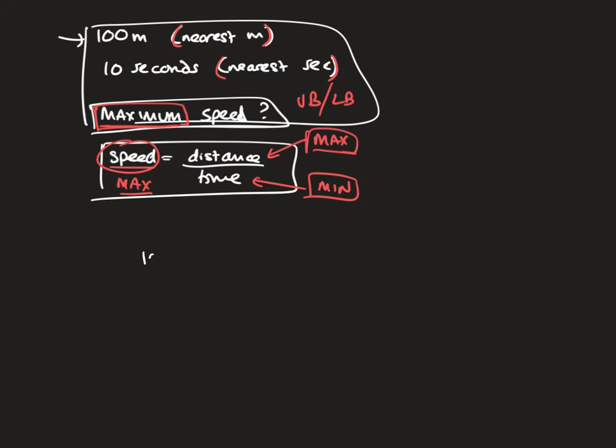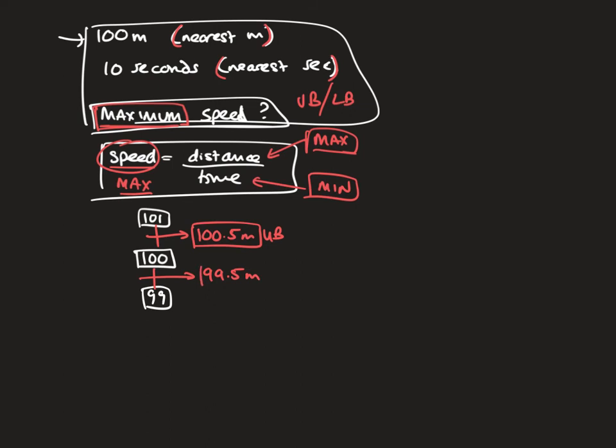So look, here's 100 meters to the nearest meter. Now, what's the next meter above 100 meters? It's 101 meters. And the next meter below this is 99. So again, we find our midpoint here, which is 100.5 meters, and that's my upper bound. And the lower bound will be 99.5 meters.